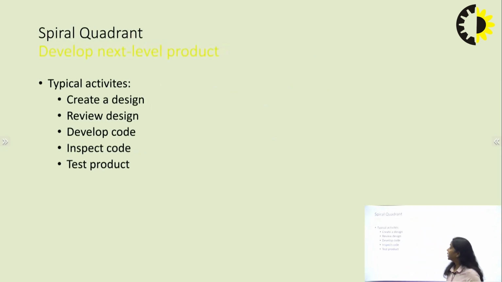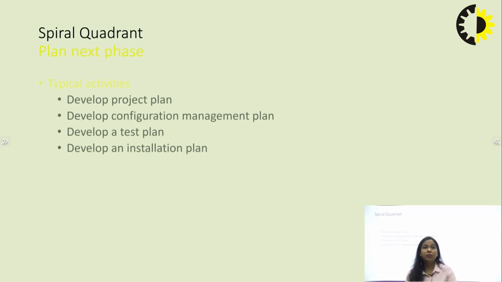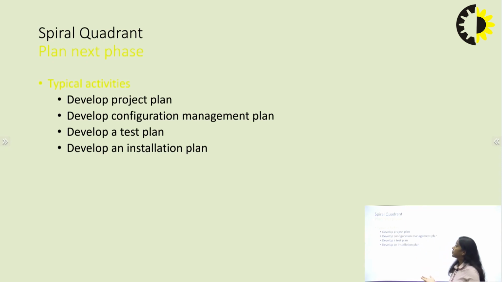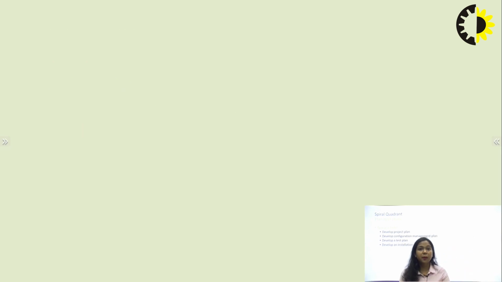The next quadrant will define the development of the next level product. Create the design, review the design, develop the code and perform the testing of the product in that quadrant. And in the final quadrant, we plan the next phase, how the project is actually developed and how it is going to be installed at the final stage in the spiral quadrant.